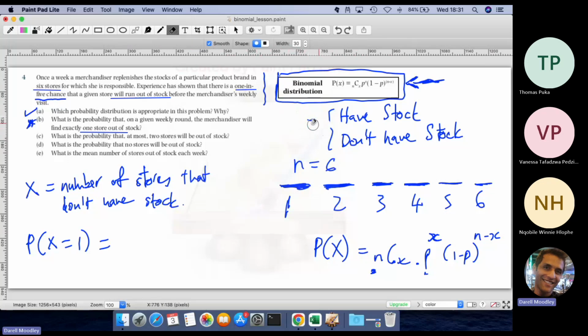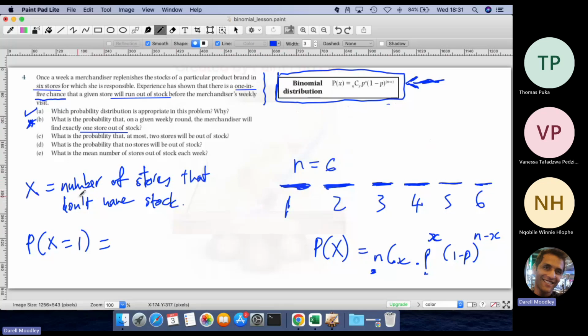That's your n. And then there's another letter in that equation, which is p. Now, p is simply, if you look at what X is, the number of stores that don't have stock. So p is the probability of a store not having stock. If you read the question, it tells you that value of p: experience has shown that there is a 1 in 5 chance that a given store will run out of stock. So p is the probability that any store would be out of stock, in other words 1 out of 5. So your p is 1 out of 5.